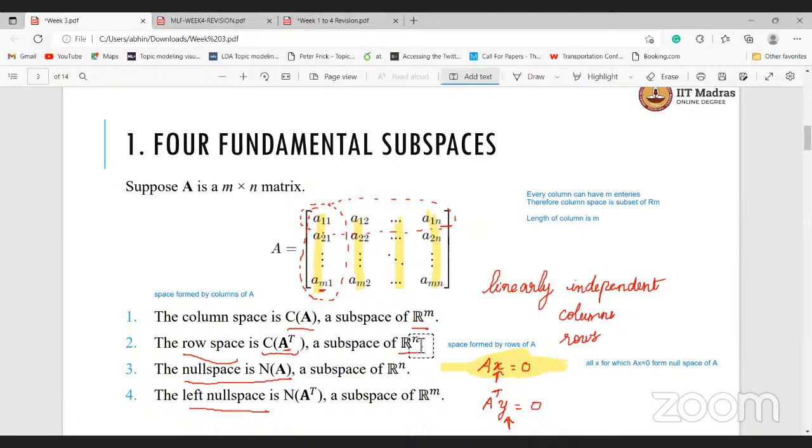A similar argument goes for the row space, a subspace of Rn. And a similar argument goes for all other spaces.